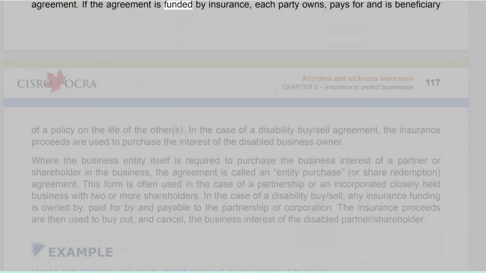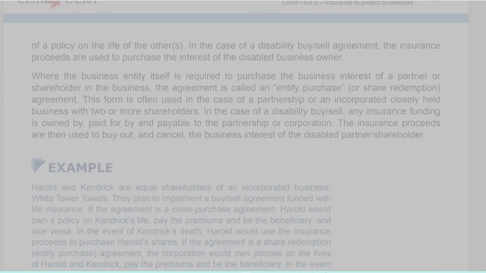If the agreement is funded by insurance, each party owns, pays for, and is beneficiary of a policy on the life of the others. In the case of a disability buy-sell agreement, the insurance proceeds are used to purchase the interest of the disabled business owner.